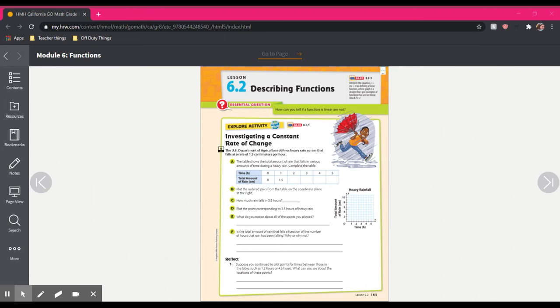First things first, we're talking about investigating a constant rate of change. You guys haven't heard the term constant rate of change, but you know what it is. In fact, this right here gives it to us. This says, the U.S. Department of Agriculture defines heavy rain as rain that falls at a rate of 1.5 centimeters per hour. When they're talking about a constant rate of change, remember how whenever we have tables, Mr. U says, oh, our X is increasing by 1 each and every time. Now, down here, our Y will be increasing by 1.5 every time.